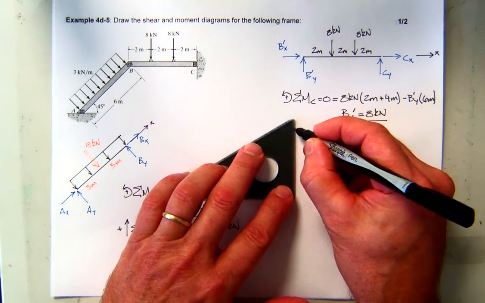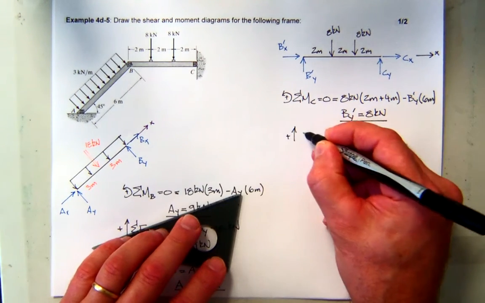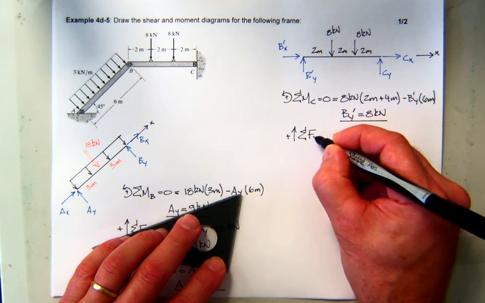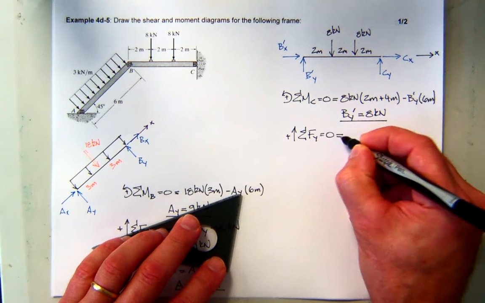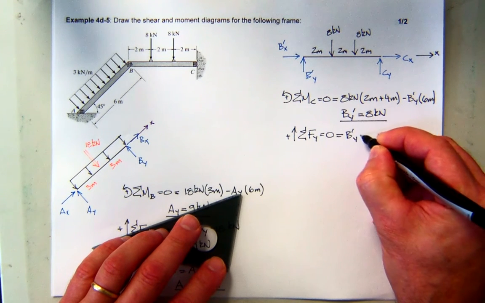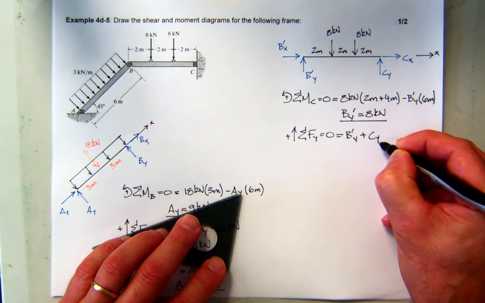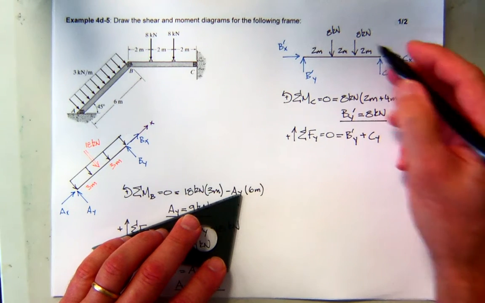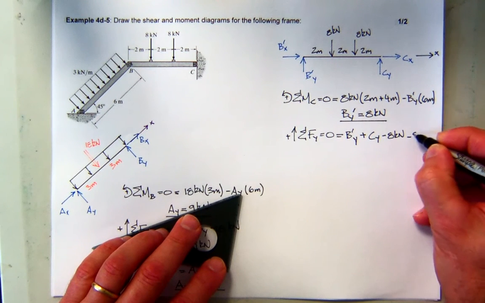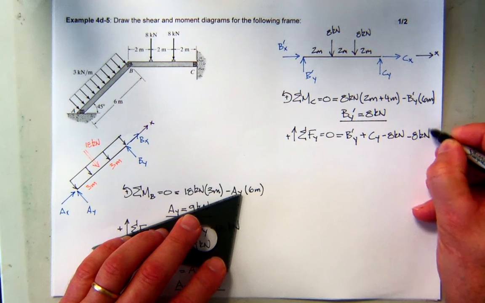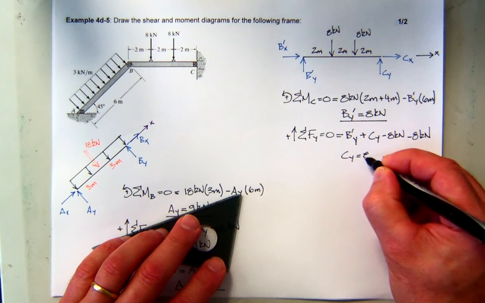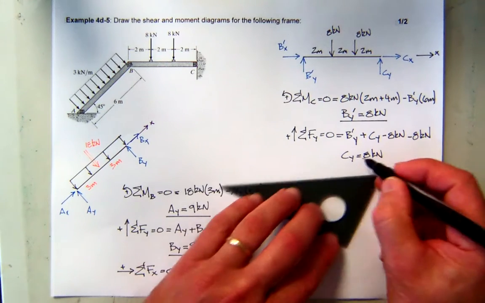I can sum forces in the Y direction and find CY. So I assumed this B prime Y was up and CY was also up, and then I got 2 negative 8 kilonewton forces acting down. So CY is also 8 kilonewtons.